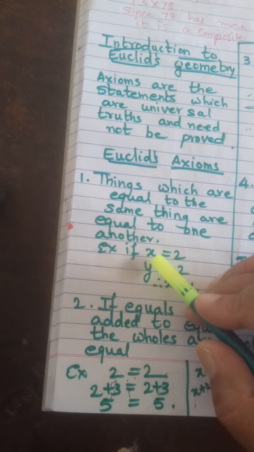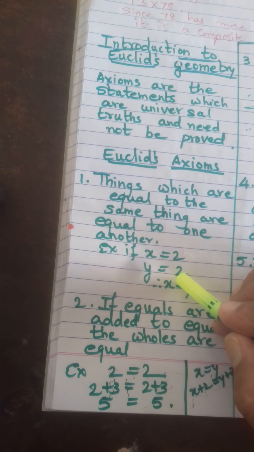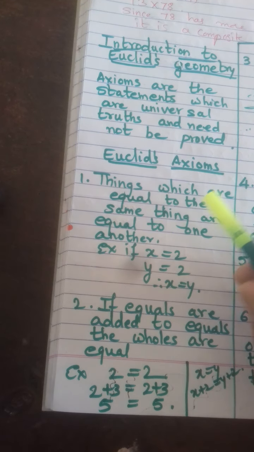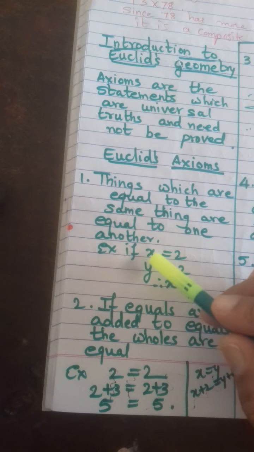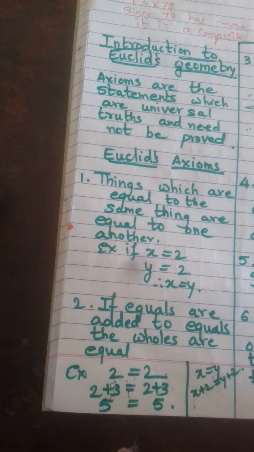For example, if x is equal to 2 and y is also equal to 2, here what you see, x and y both are equal to the same thing which is 2. So x should be equal to y. x and y are equal. So things which are equal to the same thing are equal to one another.